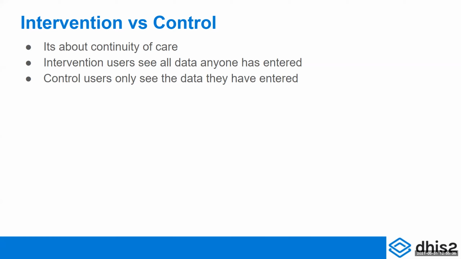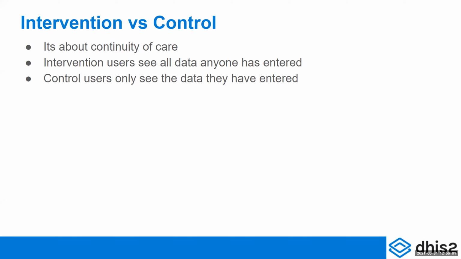So in a research setting, what you then do for the intervention is you make your intervention users see all the data that anybody has entered, so that you know all the services that the woman has received, whether you gave the service or not. And then the comparison, which is the control, is for the user to only see the data that they have entered, which was the paper system, right?